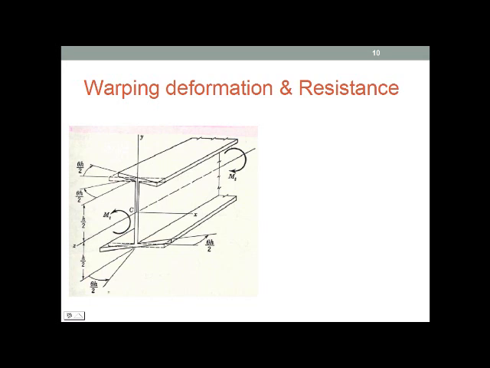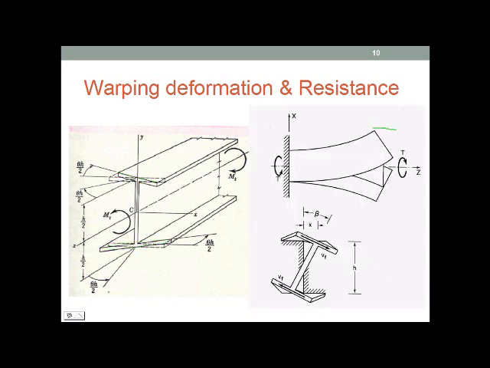This figure shows the warping deformation of the cross-section of a wide flange member under torsion. Here, the flanges warp against each other and both will be out of the plane of the member. When out-of-plane warping deformation occurs, shear stresses in the flanges will be developed, resulting in a couple that resists the torsional moment.